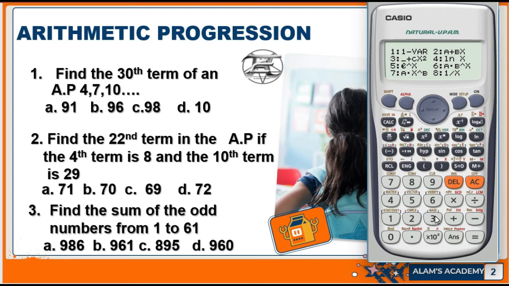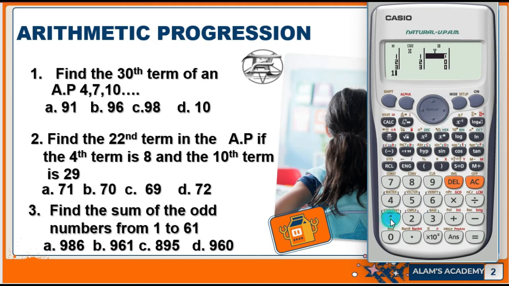Now the next one is: find the sum of the odd numbers from 1 to 61. So the same procedures. I get the table and I key in. The first position is 1, the next position, and the third position, in any amount that you want to enter, but at least 2 or 3, 4, in that order.